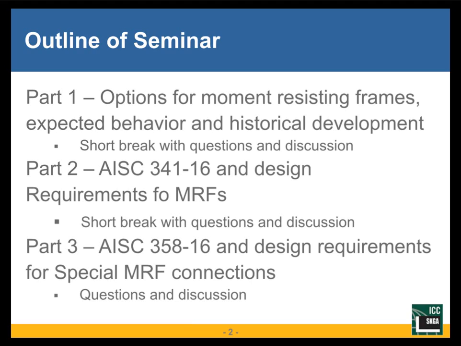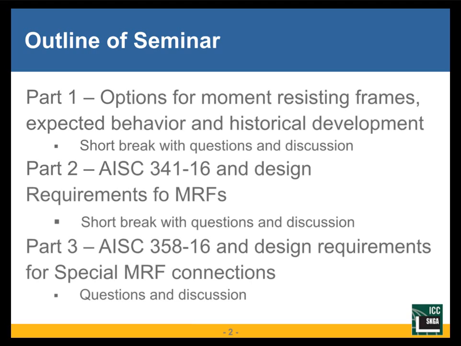These provisions are almost totally capacity-based design provisions. So in the first part of the session, I'm going to be talking about the history of why we are the way we are today. The second part, I'm going to be talking largely about the AISC 341 provisions. The third part of the session, I'm proposing to talk about the 358 provisions.